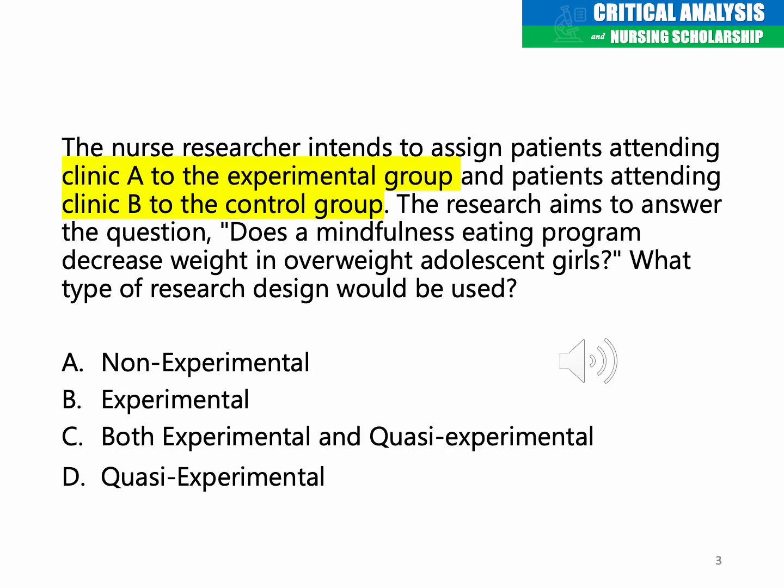The next question is, the nurse researcher intends to assign patients attending Clinic A to the experimental group and patients attending Clinic B to the control group. The research aims to answer the question, does a mindfulness eating program decrease weight in overweight adolescent girls? What type of research design would be used? A. Non-experimental. B. Experimental. C. Both experimental and quasi-experimental. And letter D. Quasi-experimental.